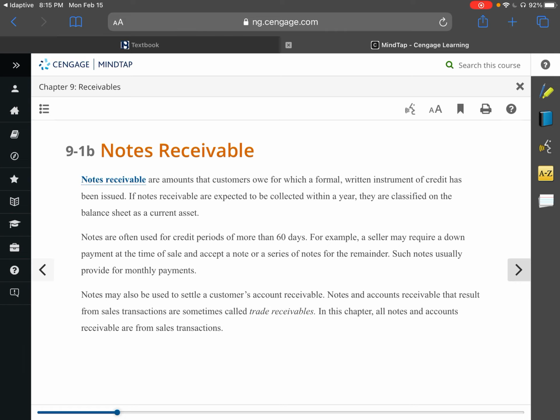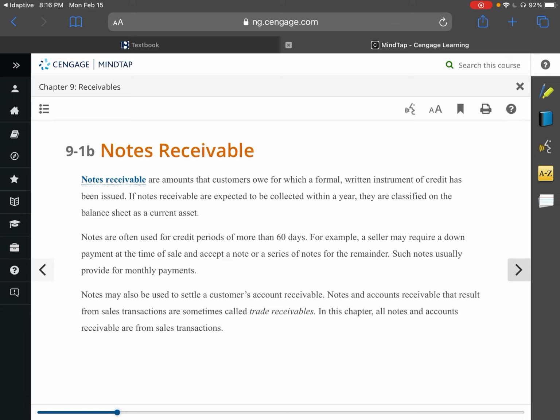Remember, we are the people that the customer is signing that note with. So the customer will be paying us because a receivable is an asset. Okay? Then it also says notes may be used to settle a customer's account receivable. Notes and account receivable that result from sales transactions are sometimes called trade receivables.